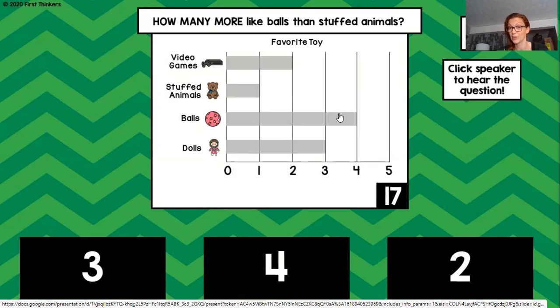But another way to do it, because sometimes they're so far away you can't see it, we can subtract. How many more or how many less? You can always use subtraction. So what is 4 minus 1? Absolutely, right? We have 4, take away 1. You got it, 3. It's the same answer as we got when we're counting and comparing. So I'm going to click on 3.